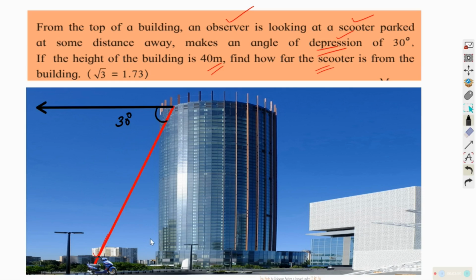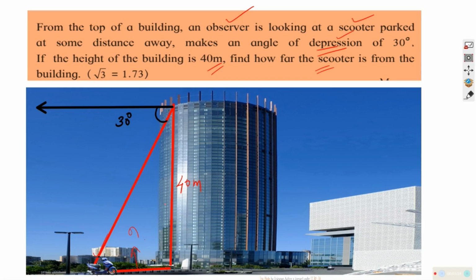Now angle of depression we got, and here the person is looking at the scooter. No, sorry, the building is having a height of 40 meter, correct? So we have to draw the height over here. This is the height and it is equal to 40 meter. Good. And the question asked is, what is this distance? This is what is asked.